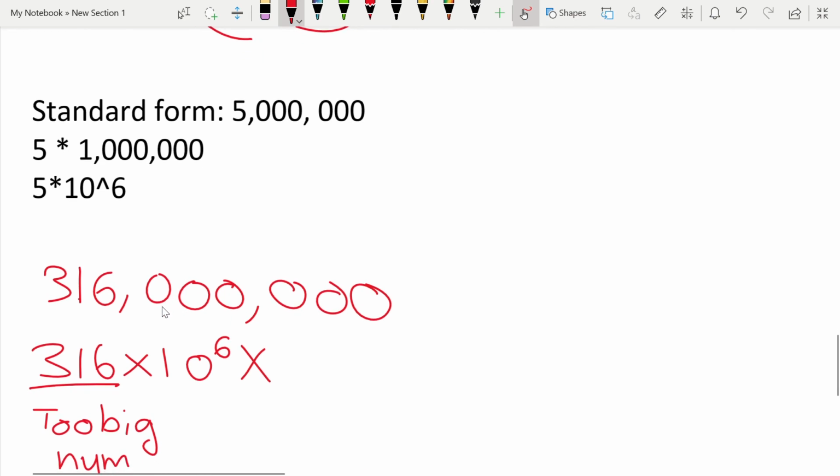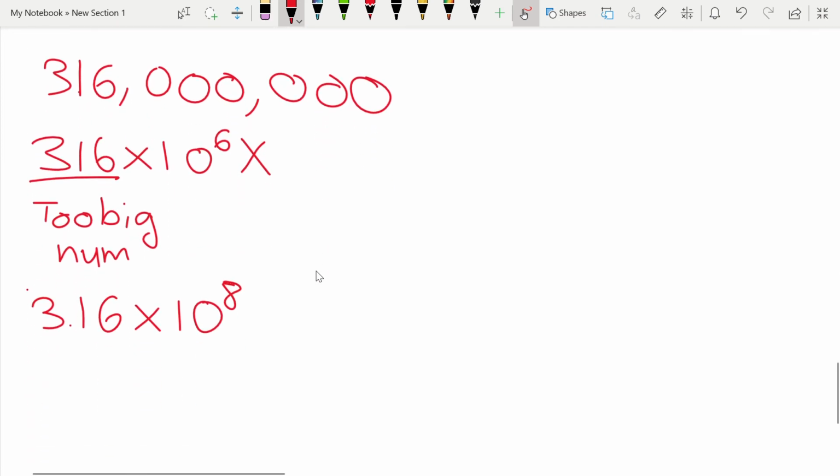Standard form. If you have a number like 5 million, the standard form would be the simplest form in the exponential form. How can you write 5 million? You can write it as 5 times a million, right? And a million is equal to 10 to the power of 6. Why? Because it has 6 zeros, you can count them up, and then 10 to the power of 6 will be equal to 1 million. So you can write it as 5 times 10 to the power of 6.